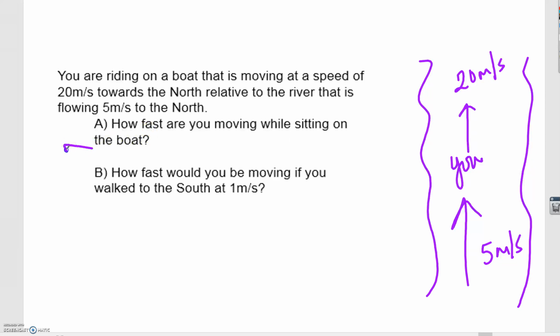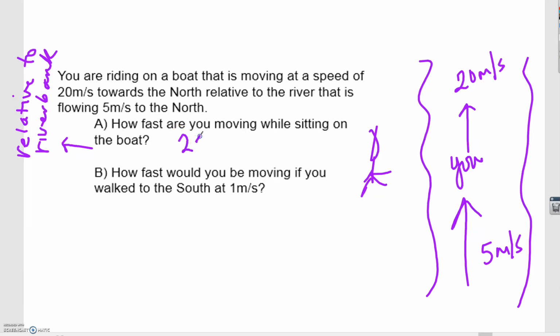And this should say relative to river bank. So somebody on the side is watching you, or could be watching you. So here is this person, my horrible drawings. So this person's watching you and they're both going the same direction. These vectors are going the same direction, so we add them. So 20 plus 5 is 25 meters per second.